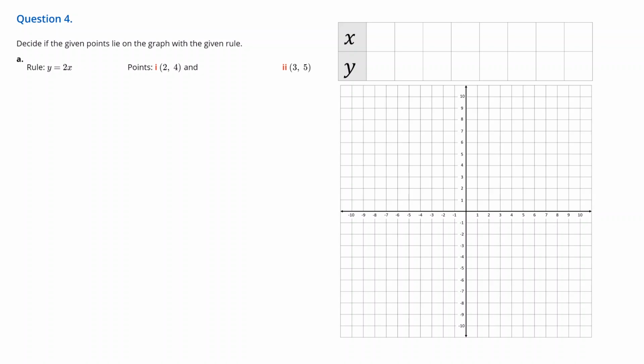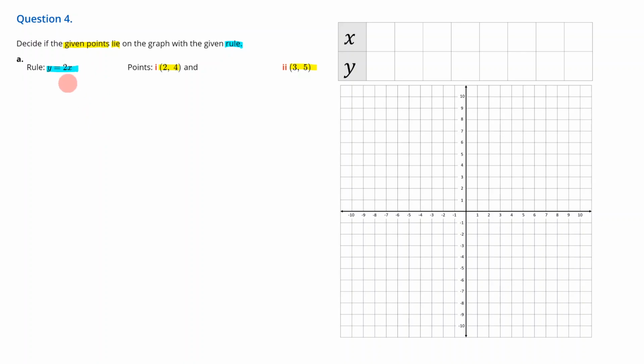But once we understand it conceptually, when you are doing other questions like this, I want you to use the quick method. You shouldn't have to go through this long method to do it. But in this one, I'm just going to go through the very long way. So it says, decide if the given points, so that's 2, 4 and 3, 5, lie on the graph with the given rule. So the given rule is y equals 2x.